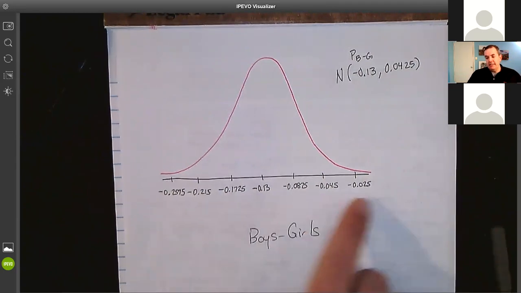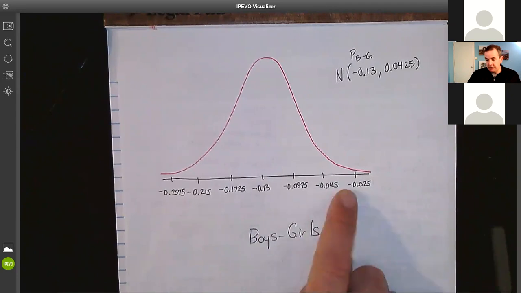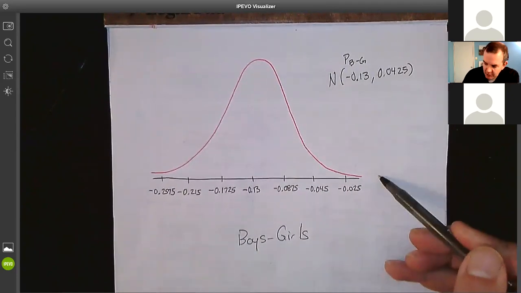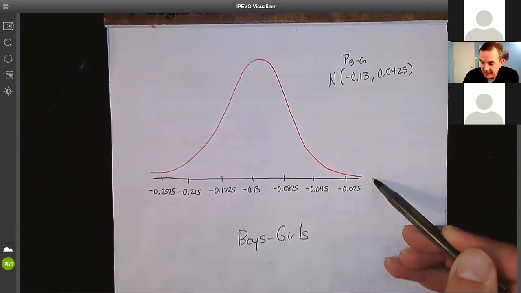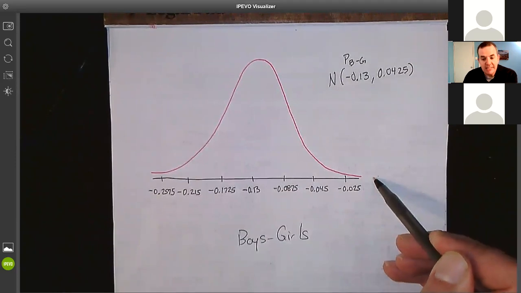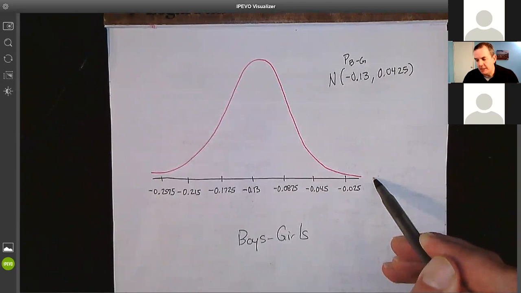Look at these numbers right down here at the bottom. What do you notice about those? It's all negative. Zero is out here somewhere. Zero is going to be like out here. That's a surprising result to me. What that would tell me is the following.